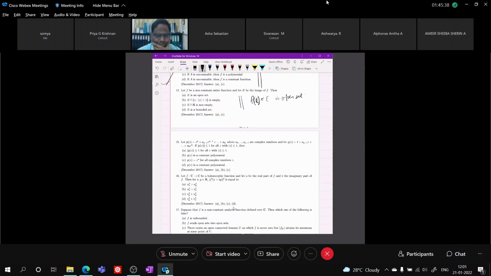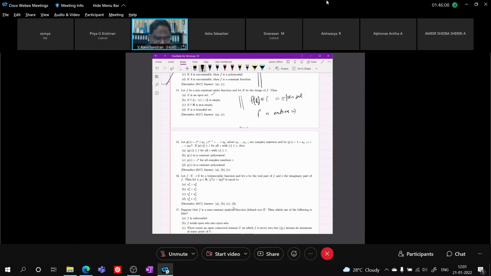So there is again a theorem. What is the theorem that we need? If you have an entire function, then it can omit at most one value unless it becomes a constant. Yeah, that Picard theorem we can use. E is an open set is clear.